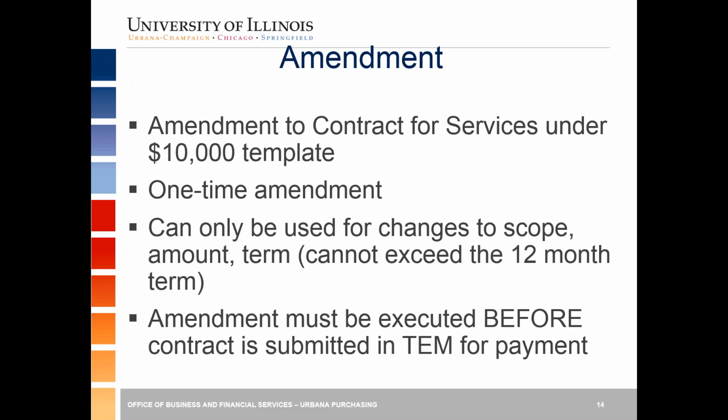So it's a one-time amendment. You can change the scope of service. You can change the dollar amount up or down, but it can't exceed $10,000. And you can change the term as long as it doesn't extend past the 12-month time frame. So if you contracted with someone for $5,000, it was going to take 4 months, you're in month 3 and you realize it's going to take 2 more months and an additional $1,000.